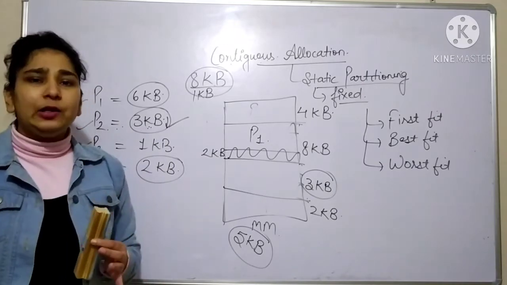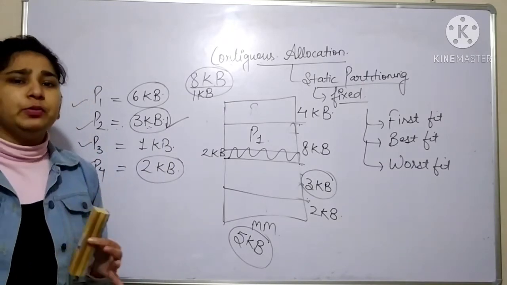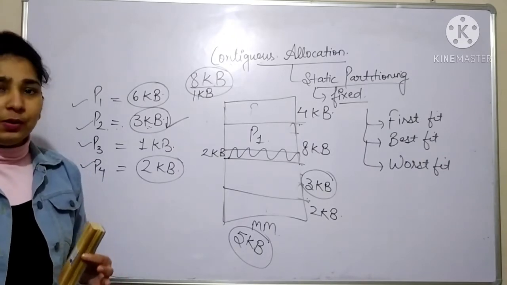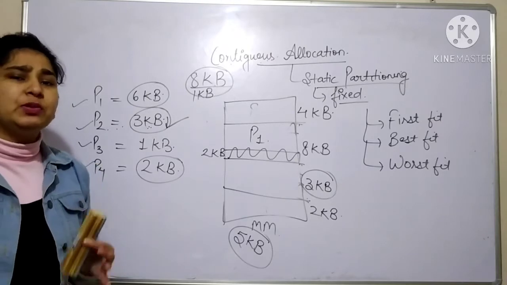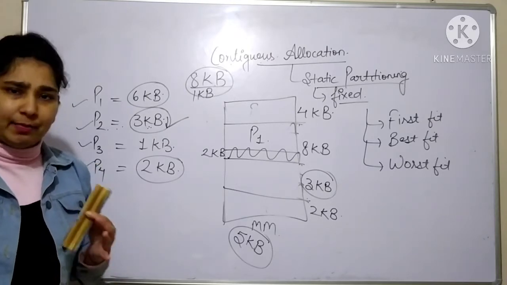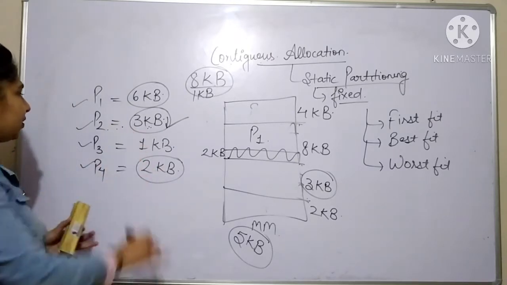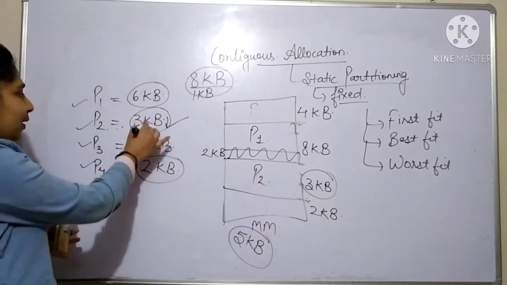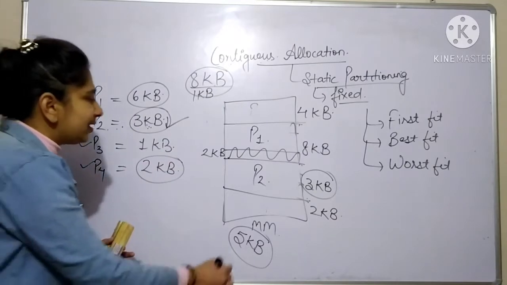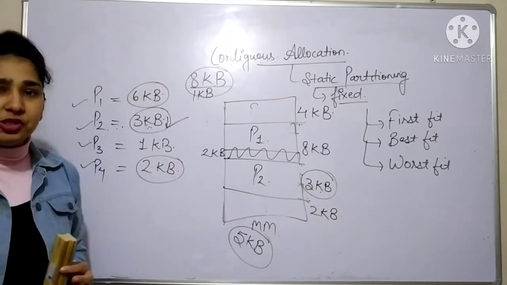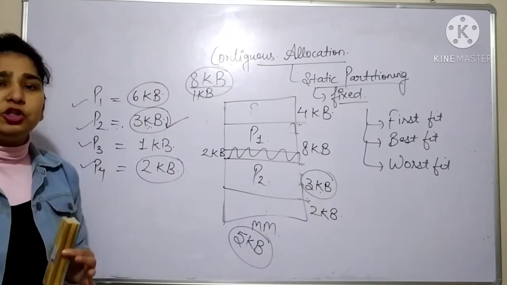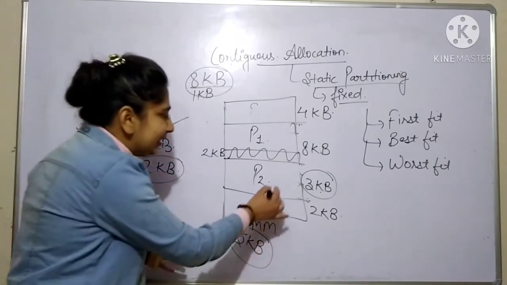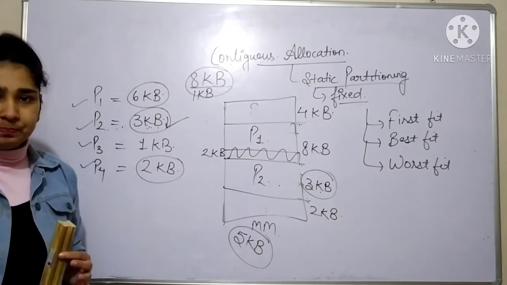In best fit algorithm, we try to reduce the wastage of main memory. So for process P2, this is the best partition. If you are storing your 3 KB process in this 3 KB partition, no space is going to be wasted. It is going to be completely fit inside this partition.